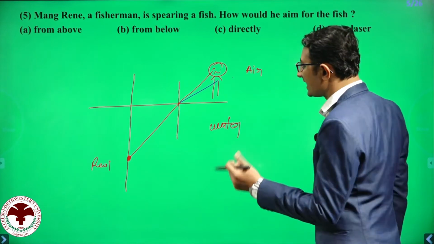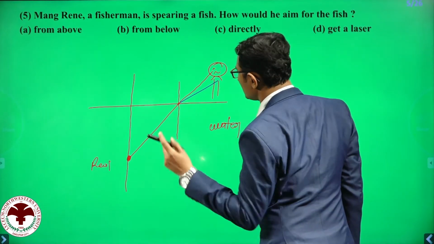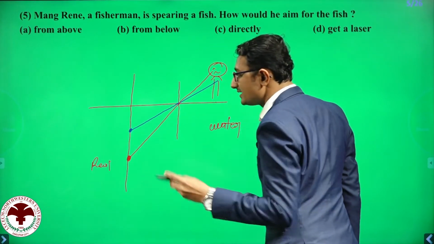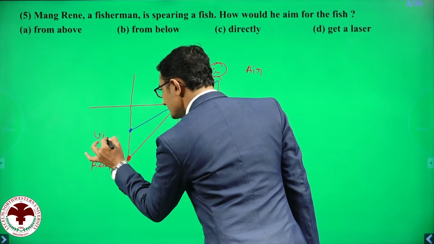So now the fisherman can see the fish at this point. This is the virtual fish.